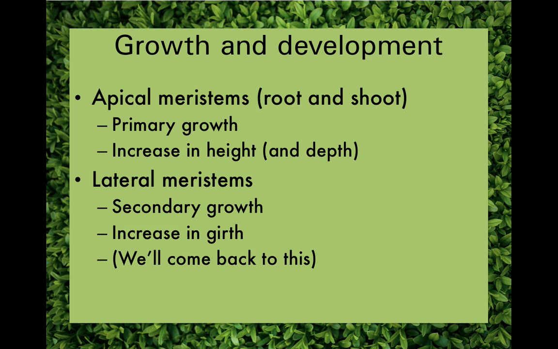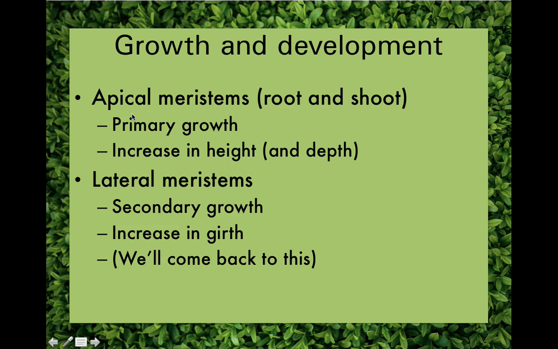In terms of growth and development, since we have these tissue systems, we can also have different types of meristems. And meristems are, in plants, zones of active cell division and growth. Kind of like stem cells in animals, meristems are cells that can divide and become other types of cells.